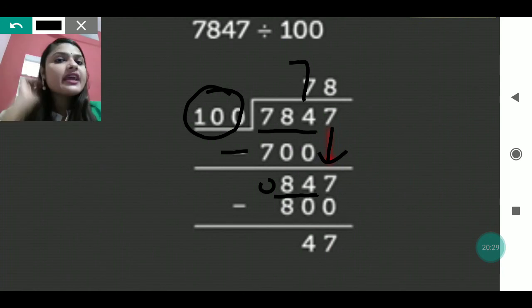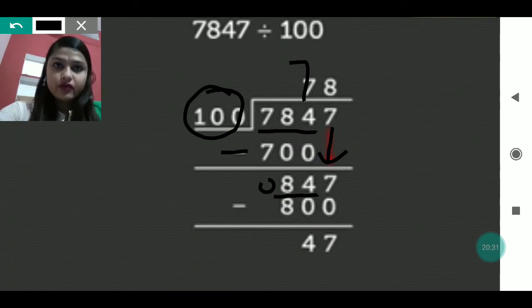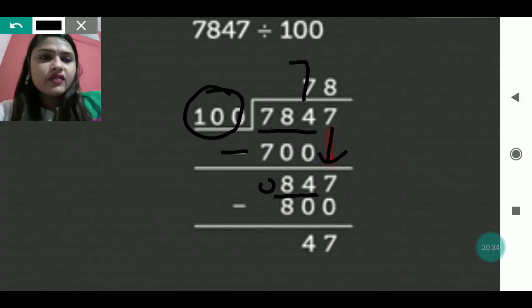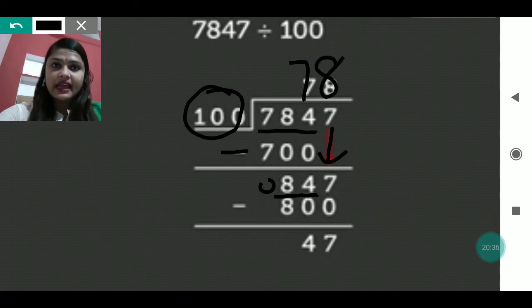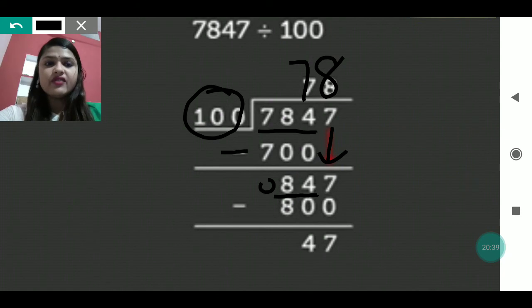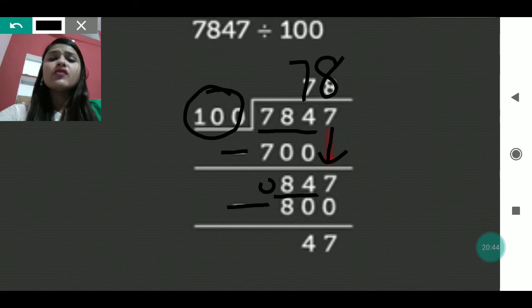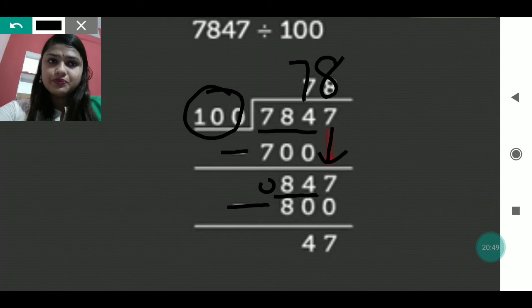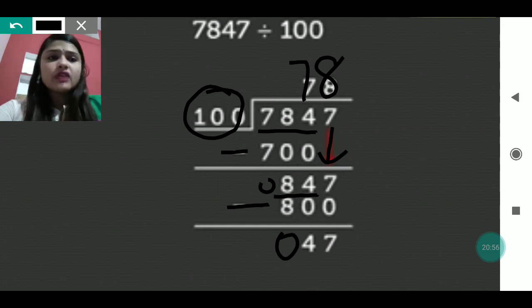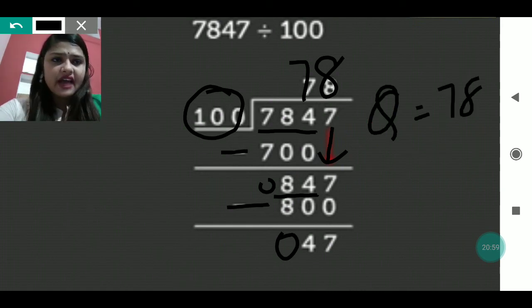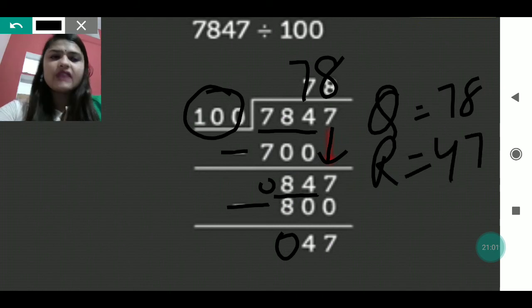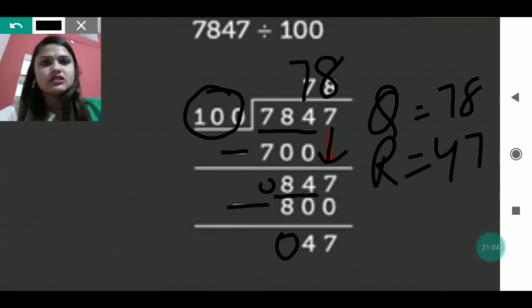So which number do we have to take in that case? We have to write 800. So at the quotient place, first we will write 8, and just below 847 we will write 800, and we will give the minus sign. Now we will subtract. 7 minus 0 will be 7. 4 minus 0 will be 4, and 8 minus 8 will be 0. So now the quotient is 78 and the remainder is 47. Done. This question also we have solved.